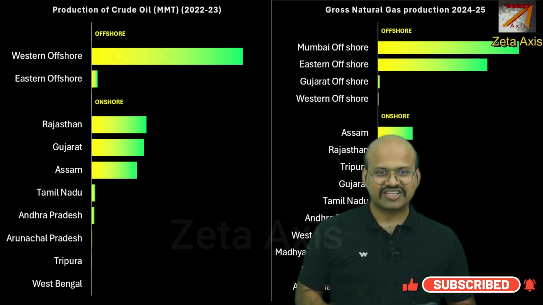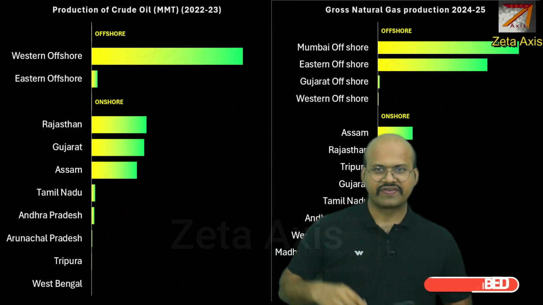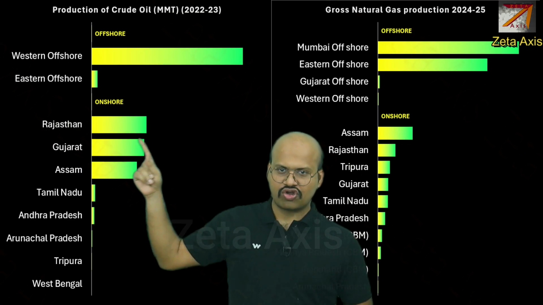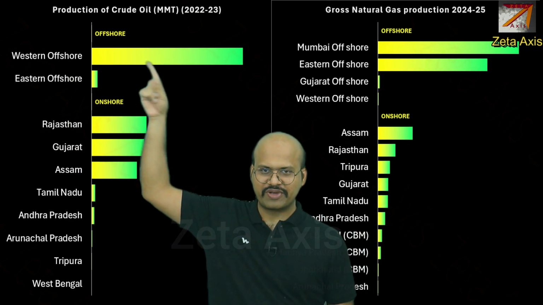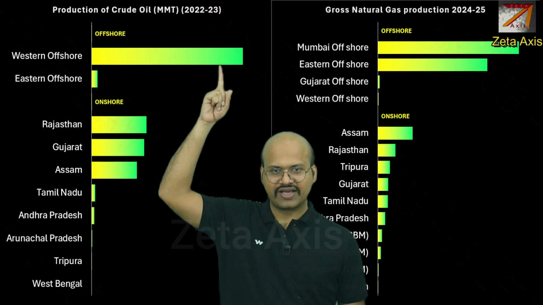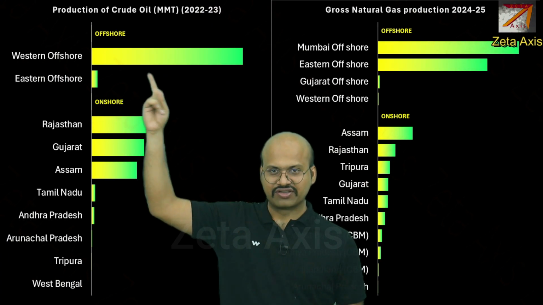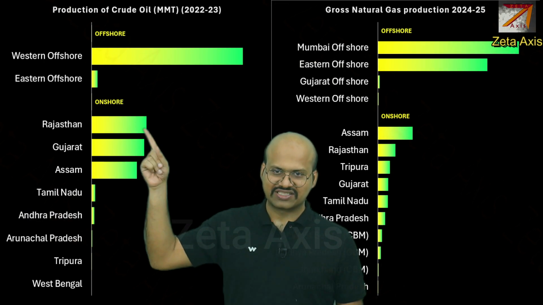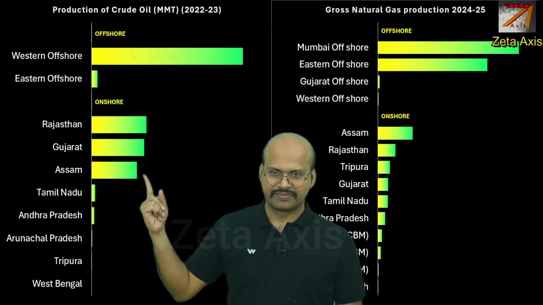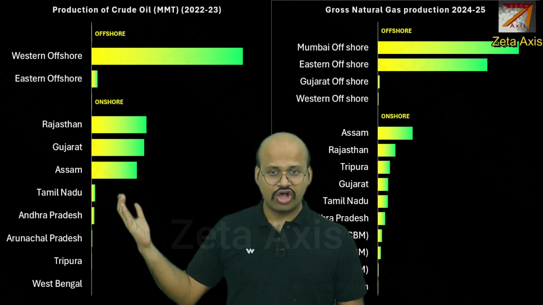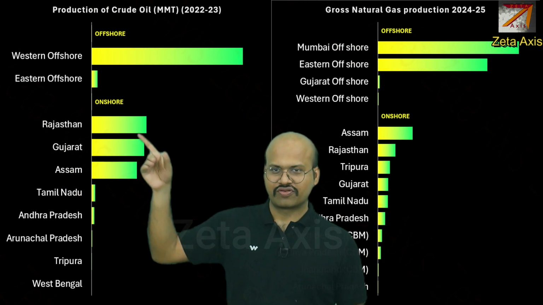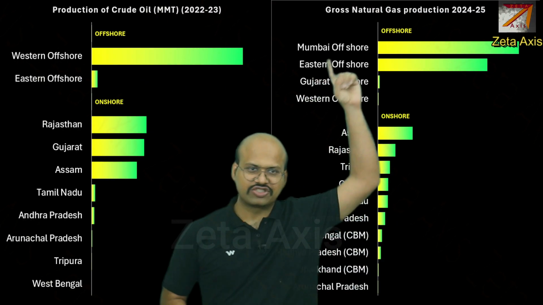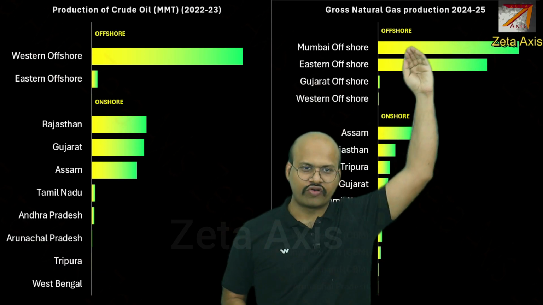Now, if we see the national production of oil and gas, for crude oil the production is divided into offshore and onshore basins. Western offshore is the major producer of oil in India. This is the Mumbai High region, which comes in this category. Then within onshore regions we have Rajasthan, followed by Gujarat, and then Assam. These are the three major oil producing states, but most of the oil production comes from Western offshore. Similarly, when we go to natural gas production, we can see offshore and onshore.